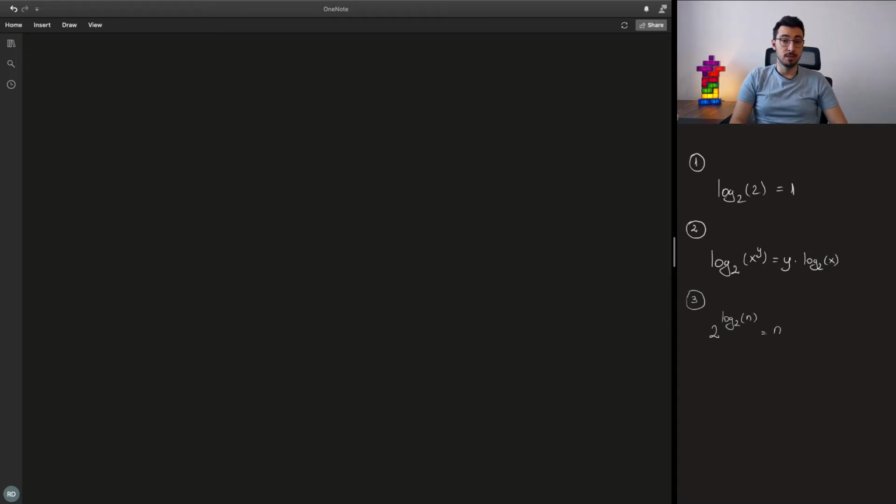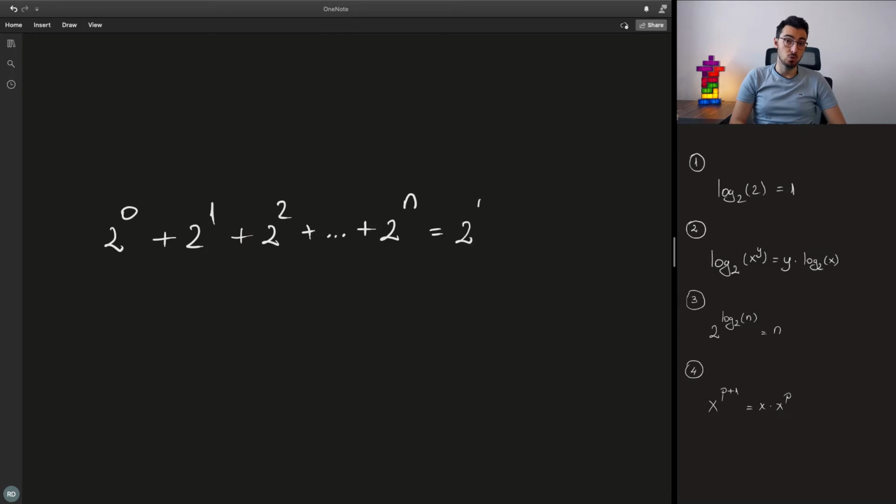This is a property that doesn't involve logarithms, but x to the power p plus 1 is equal to x times x to the power p. And the last property is a sum. 2 to the 0 plus 2 to the 1 plus 2 to the 2 plus so on all the way to 2 to the n is equal to 2 to the power of n plus 1 minus 1.